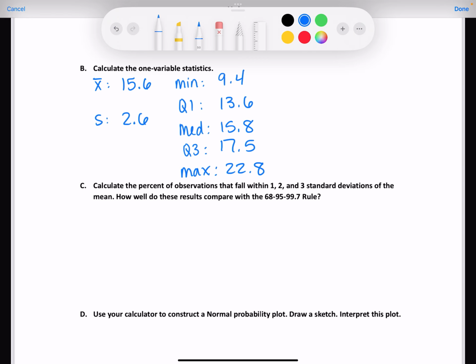What are we going to do? Stat, calc, one variable stats. Does that work? Yeah. So the standard deviation that we should use is the S. Yes. X.